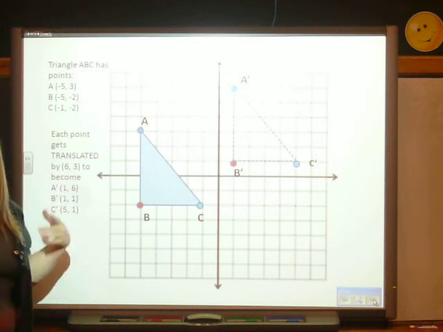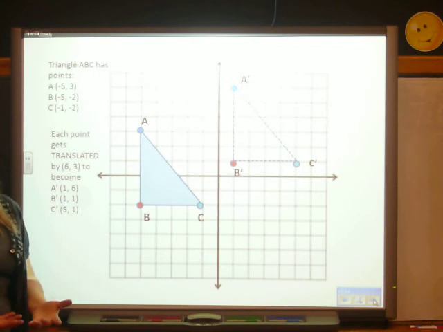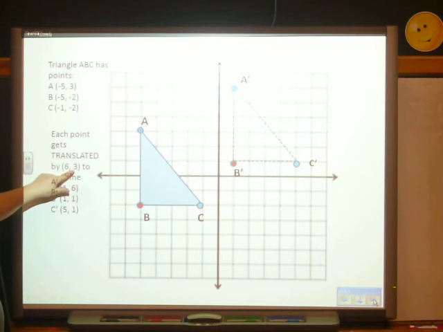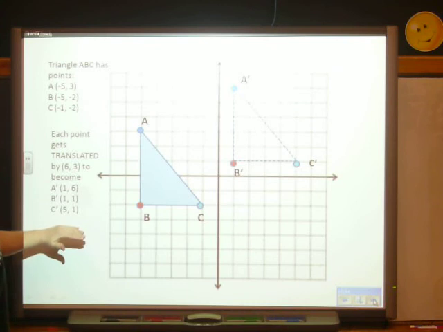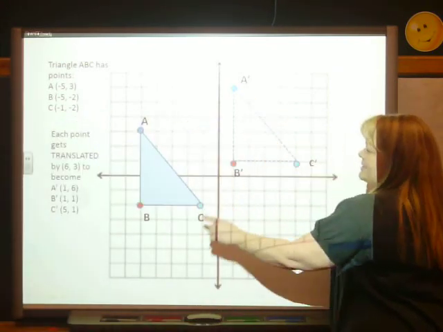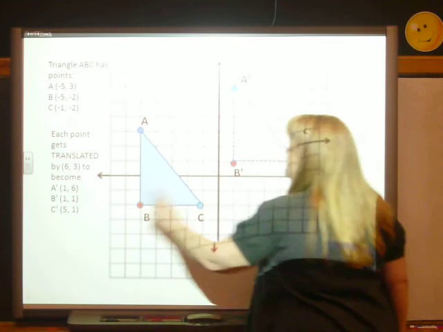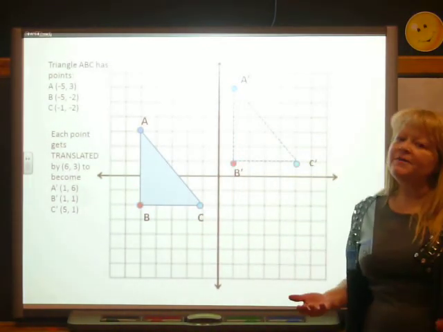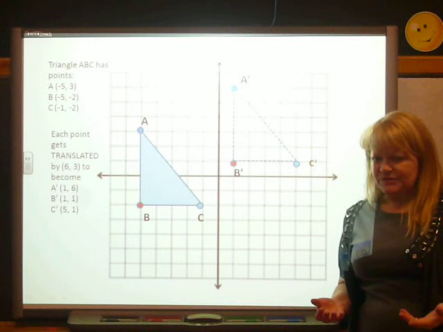The important thing to remember is how to add and subtract your integers, because this can make plotting your points very easy when you're doing translations. All you have to do is take your translation and add it to each one of your points, and it gives you your new set of points. So now that I have my new set of points, my A prime, B prime, and C prime, I can just plot those points.